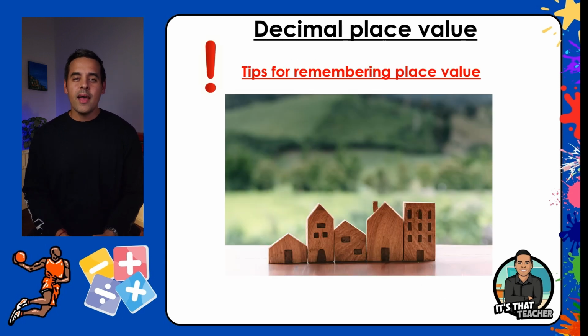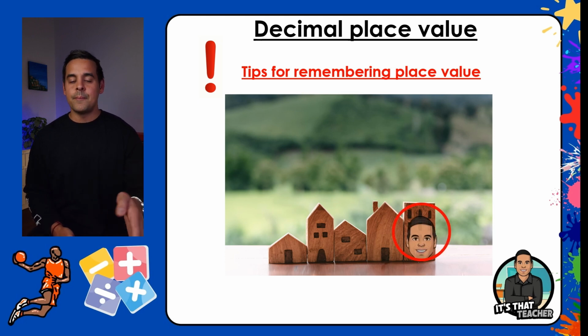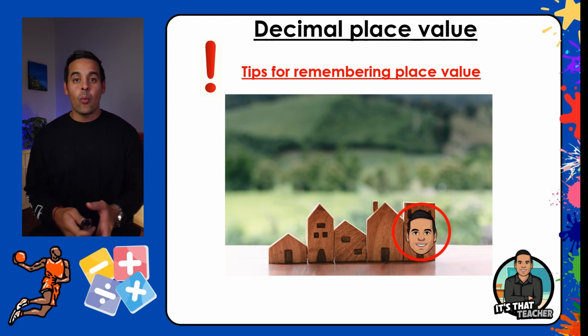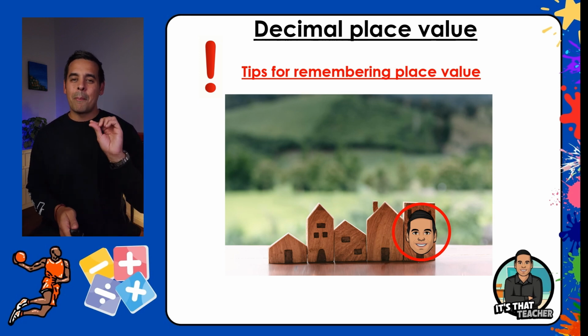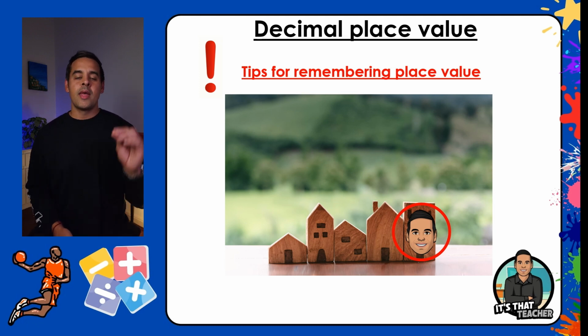Now, the way I tell my students in class to remember the difference between place value and number value is: place value. What place does that number live in? Place value. Where does it live? What column does it go? What digit does it belong to? What column does it belong to? Okay? So place value, you need to remember that first word and you'll never forget it.